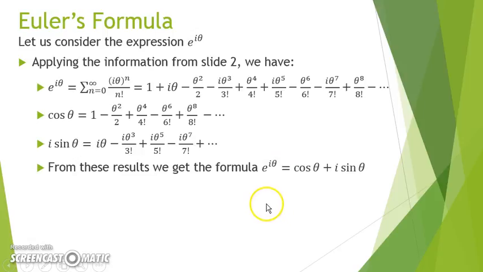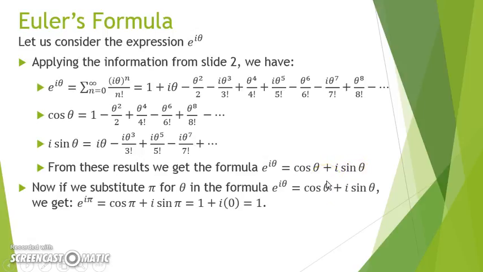So from these results, we get the formula e to the i theta equals cosine of theta plus i sine of theta. And this is what is known as Euler's formula. Now, if we substitute pi for theta in that expression, we get e to the i pi equals cosine of pi plus i sine of pi. And the cosine of pi is negative 1, and the sine of pi is just 0. So you get e to the i pi equals negative 1.